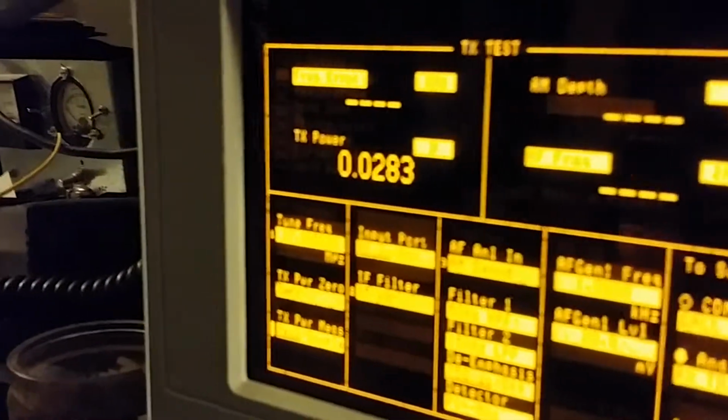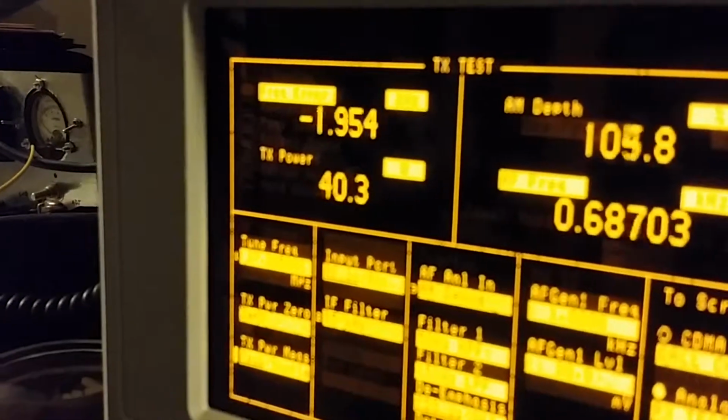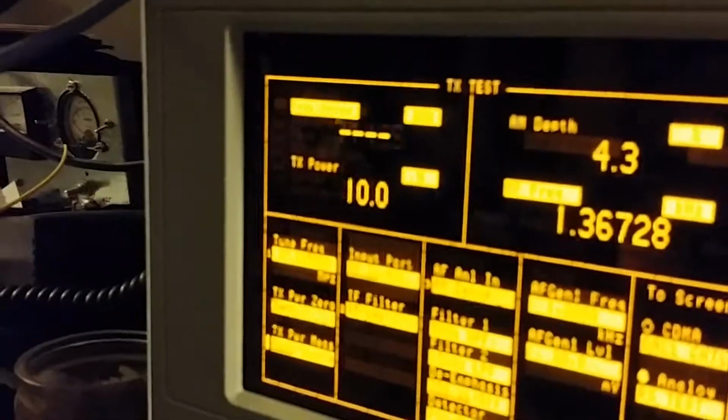And then here's high. Pretty impressive swing there. Now that's just the radio. Now for running this amp, you're good.